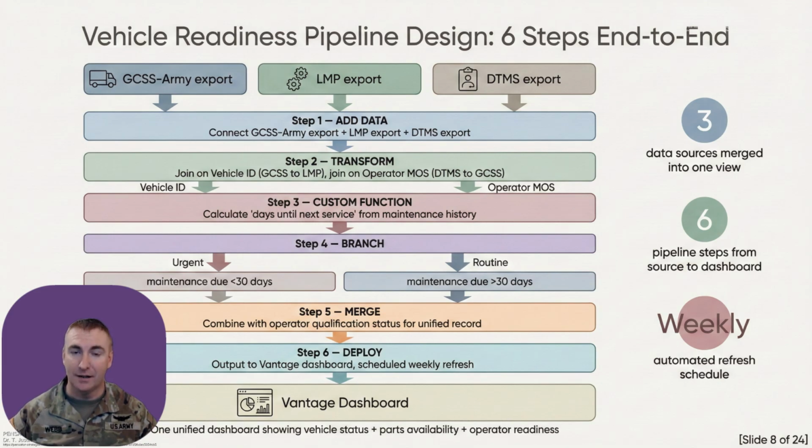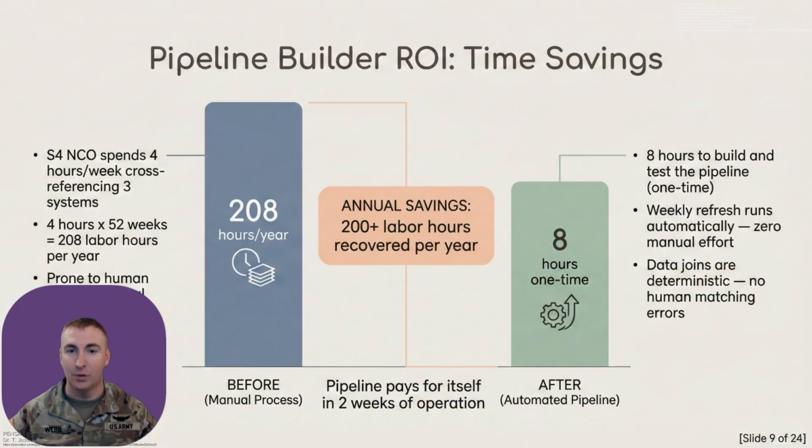That is the design. Now what does it actually save? Manual, 4 hours per week, 208 hours per year. Automated, 8 hours to build, then 0 manual effort forever. The pipeline pays for itself in 2 weeks. Every week after that is pure return. And Pipeline Builder adds Git-style version control. So when three staff sections modify the pipeline simultaneously, nothing breaks and every change is tracked.